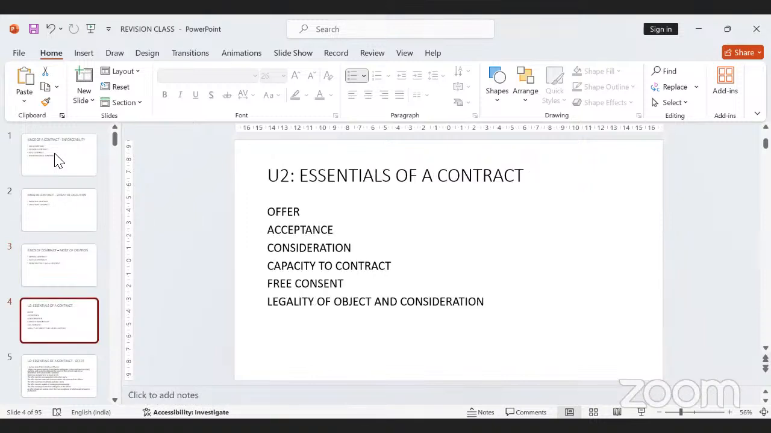Then essentials of a valid contract. This is also very, very important. So if an essay question is asked as to what are the essential elements of a valid contract, you have to write about all these things: offer, acceptance, consideration, capacity to contract, free consent, legality of object and consideration. All these things you have to write. Some case studies also you have to include, right?